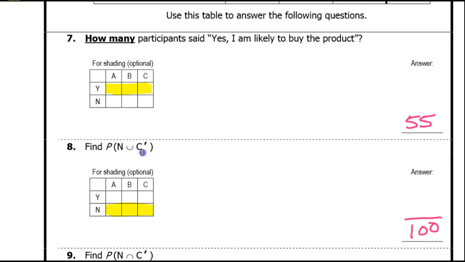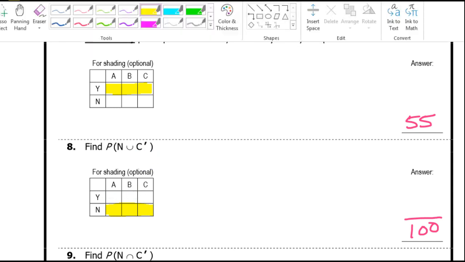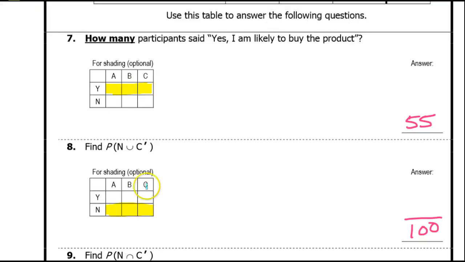Okay, now I'm going to highlight not C. So, not C... Here, I'll use a different color. Not C would be A and B. So that would be these over here. Now here's the key. I don't care about the green. That would be an and question. Or is all of both.